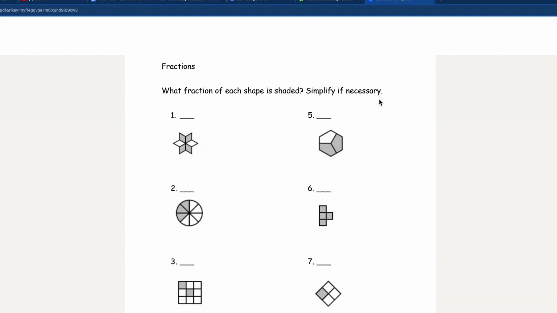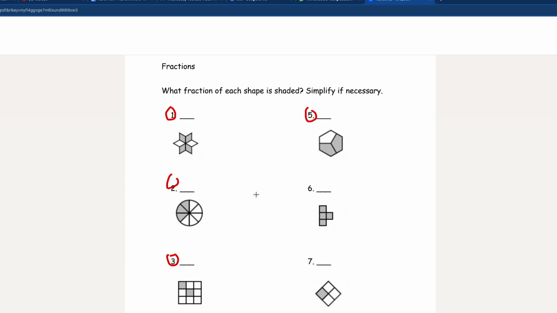So fractions. Which fraction of each shape is shaded? Simplify if necessary. All right, so depending on the darker ones, it's consisting of the numerator, and the denominator is like the total amount of divisions in the shape total. So we're gonna do number 1, number 2, number 5, and let's just do number 3. All right, so which fraction of each shape is shaded?